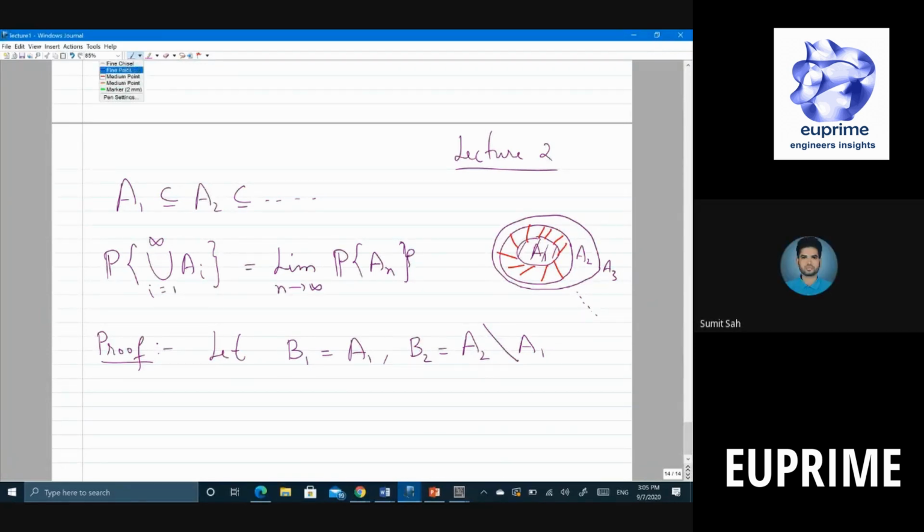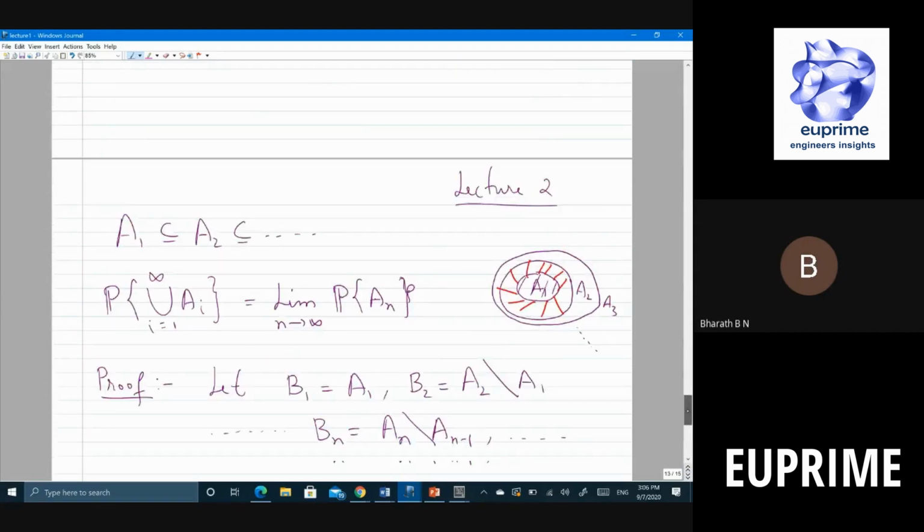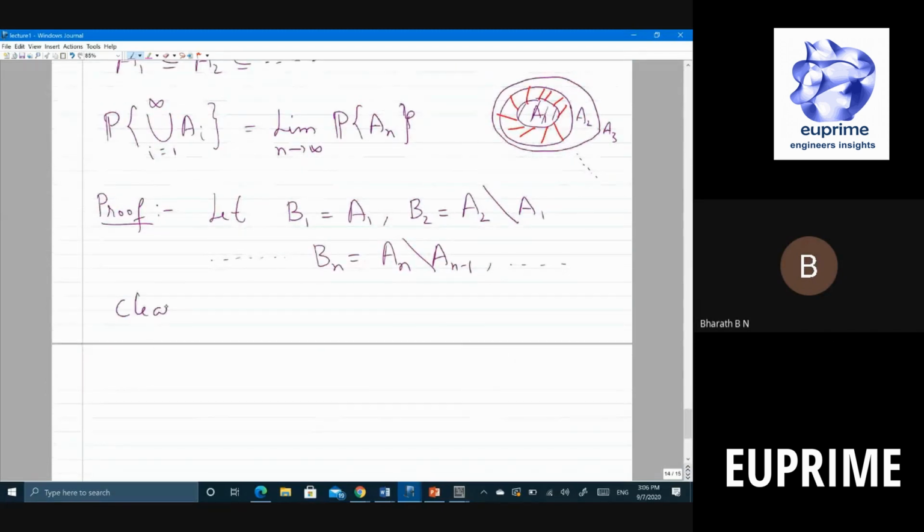Similarly, we define B3 and so on. So we define Bn as An, remove An minus 1, and so on. This is the sequence. All that I'm doing is somehow converting this sequence of sets into disjoint sets. That's what I have done here, right? So clearly, sir, actually not only An minus 1, I think, sir.